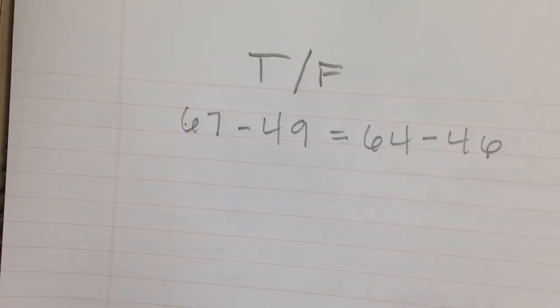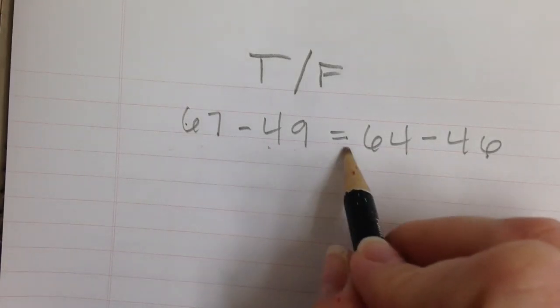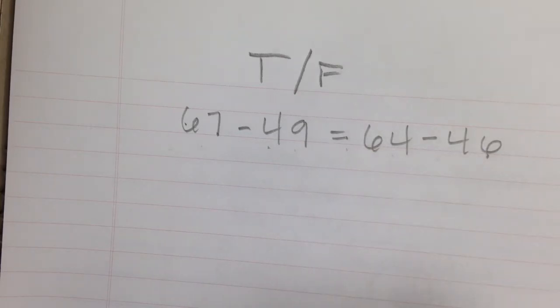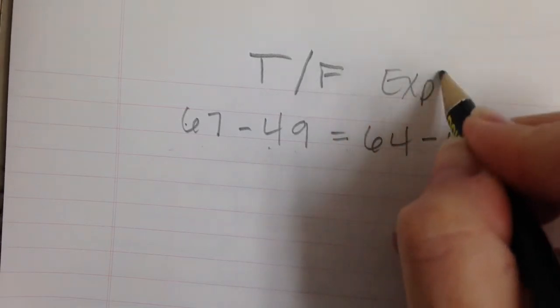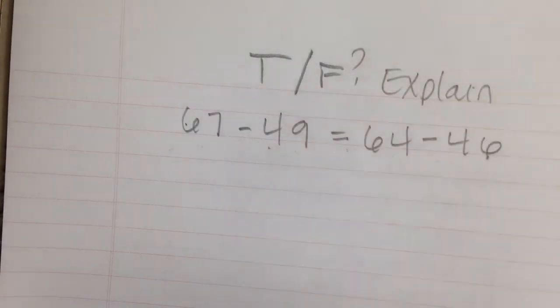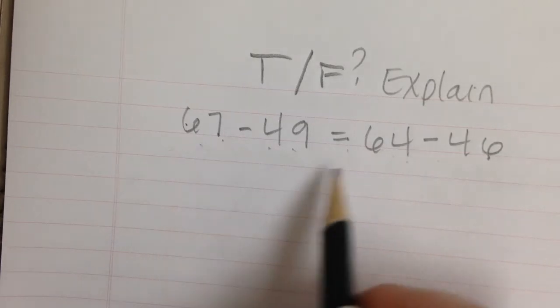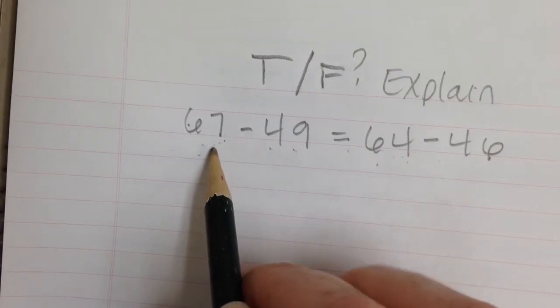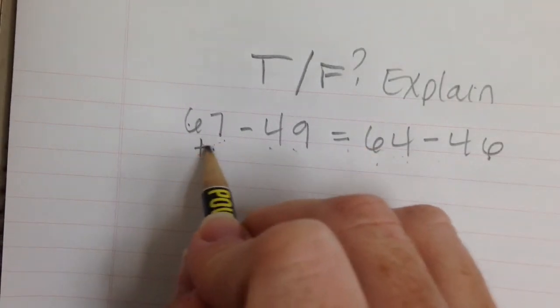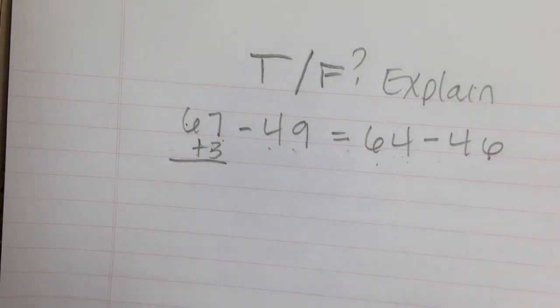All right, one more true false. 67 minus 49 is equal to 64 minus 46. Is it true or false? And how do you know? Explain. Okay. Well, I'm looking and I said, these are very close. So are these. These only seem to be different by 3. This one is 3 more than this one. So if I add 3 to this one, guess who's getting the new iPad?